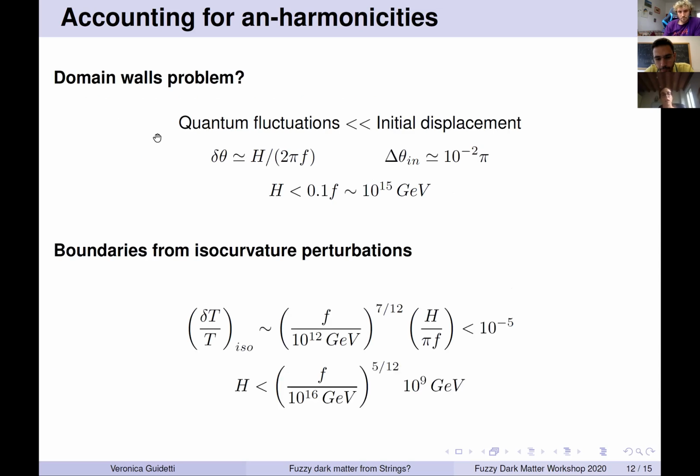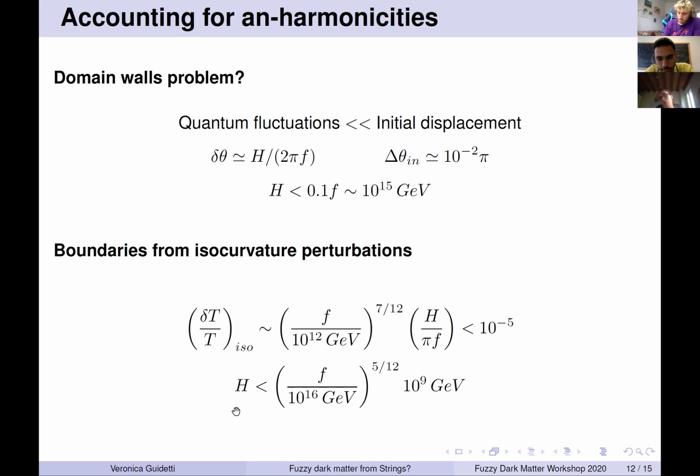I mean, in order to avoid the domain wall problem, you need to impose that the quantum fluctuation of your axion field are much less than the initial displacement from the maximum. So just imposing this relation, you end up with an upper bound on H. And you may think that it is quite restrictive, but actually we found out that just from isocurvature perturbations bound, you get a more restrictive bound.